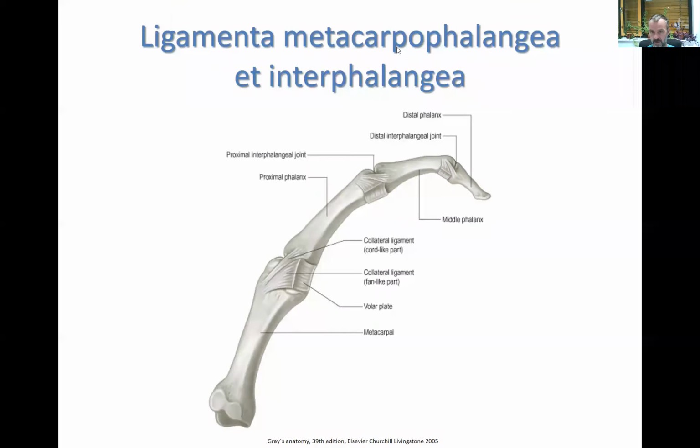Here you can see again collateral ligament and palmar cartilage within palmar ligament. If you play basketball, for example, or volleyball, and the ball comes against the finger, it can be diverted to the side, and you then harm the collateral ligaments here.